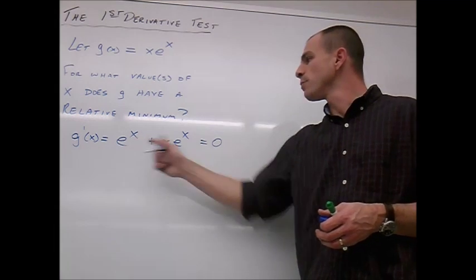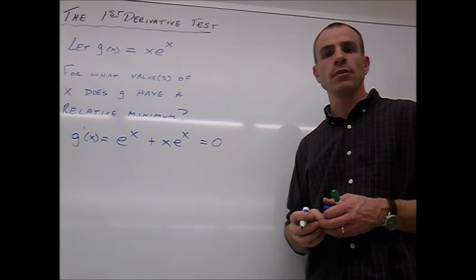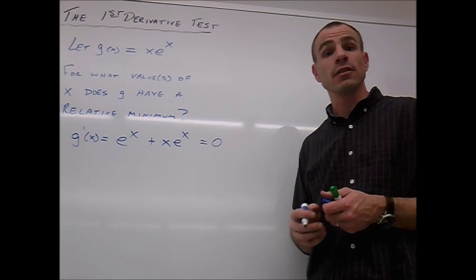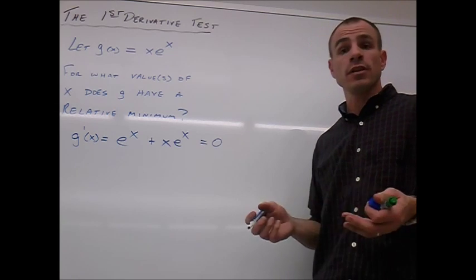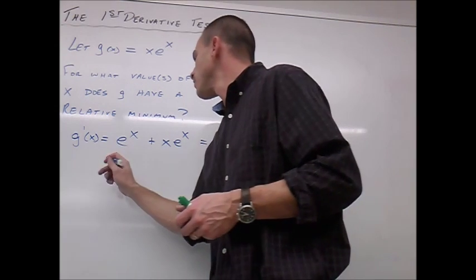Okay, well, we have two terms. They're being added together, and we have to set them equal to 0. How do we go about this? We should factor, yes, okay? So we're going to factor out what's in common. What do these two terms have in common? Exactly, e to the x. So we factor out e to the x.